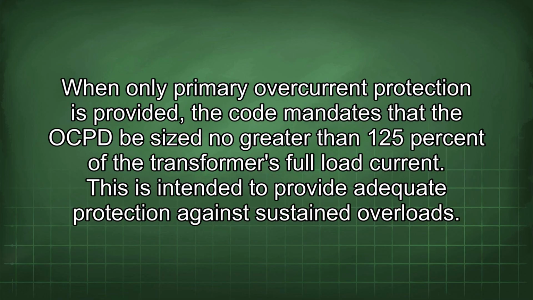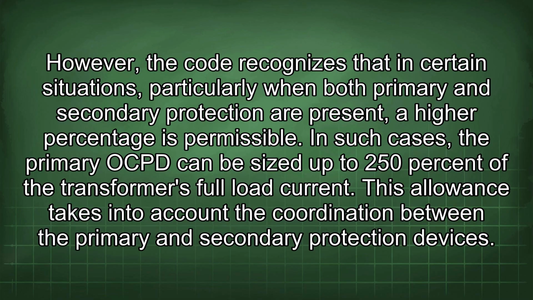When only primary overcurrent protection is provided, the code mandates that the OCPD be sized no greater than 125% of the transformer's full load current. This is intended to provide adequate protection against sustained overloads. However, the code recognizes that in certain situations, particularly when both primary and secondary protection are present, a higher percentage is permissible. In such cases, the primary OCPD can be sized up to 250% of the transformer's full load current. This allowance takes into account the coordination between the primary and secondary protection devices.